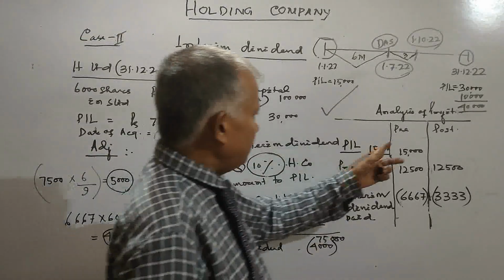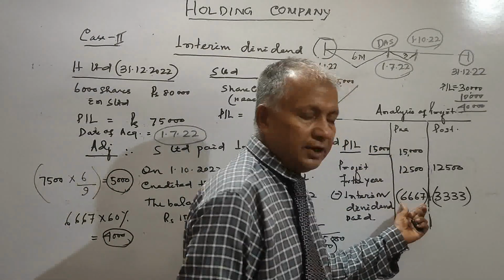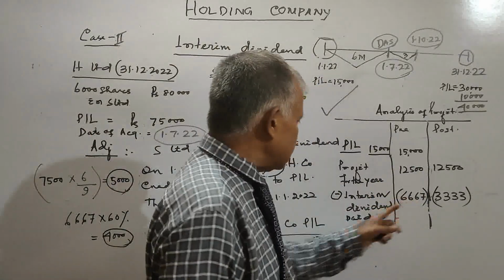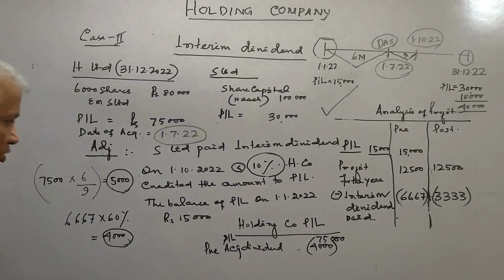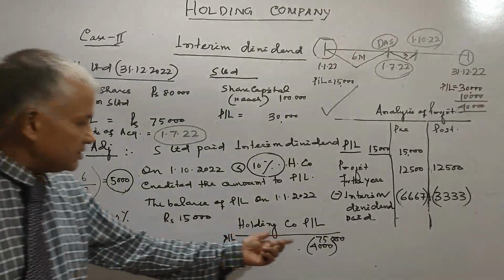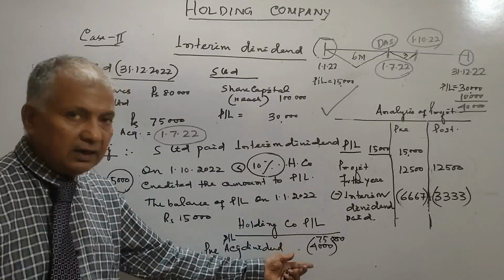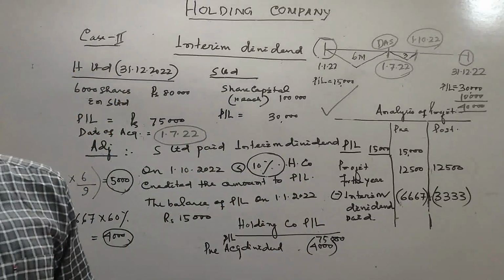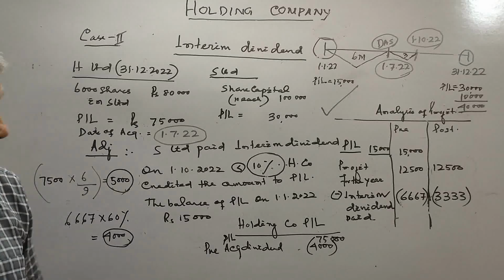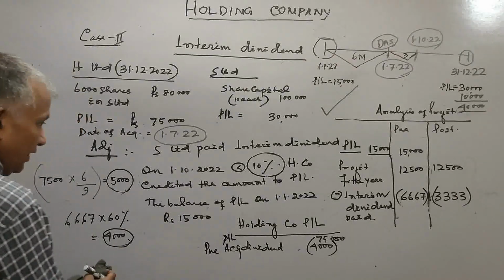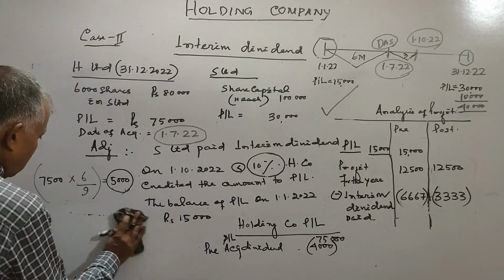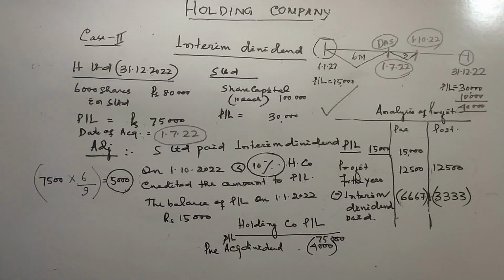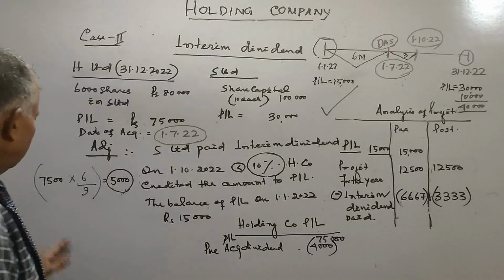Because this is the pre-acquisition profit, it will go to cost of control. So 6667 into 60%, 4,000, but it has wrongly been credited to PL. So from PL you deduct 4,000, and in your holding company cost of control also you deduct 4,000. Right? This is the adjustment.